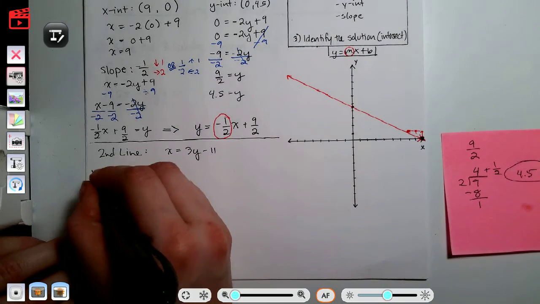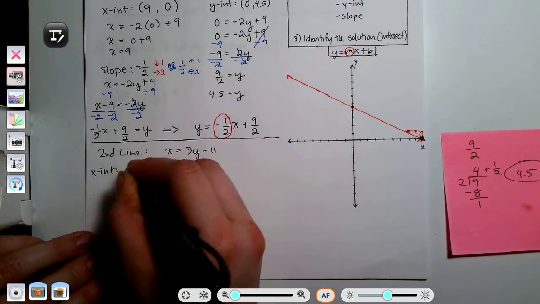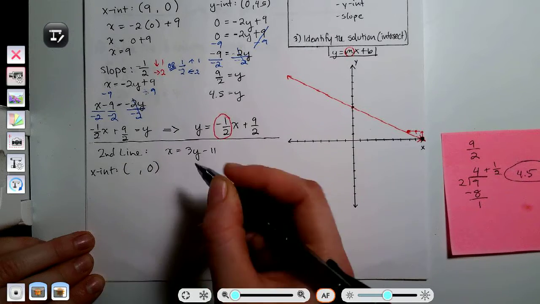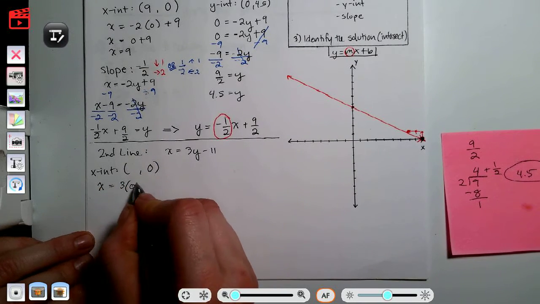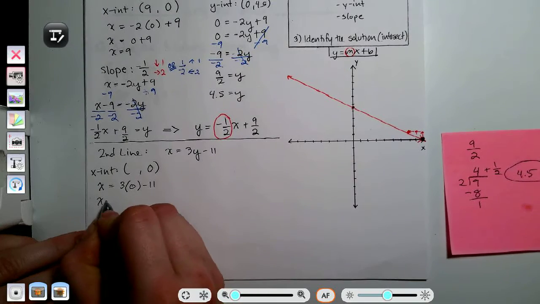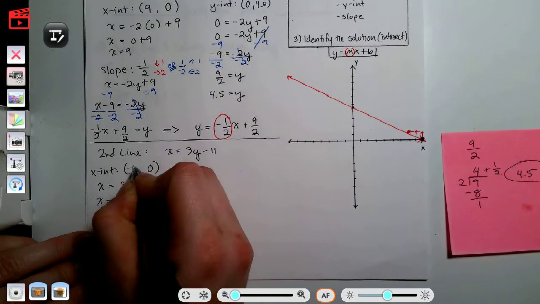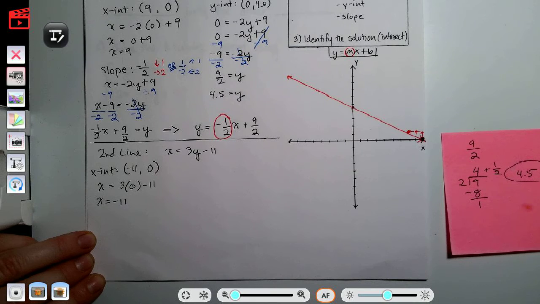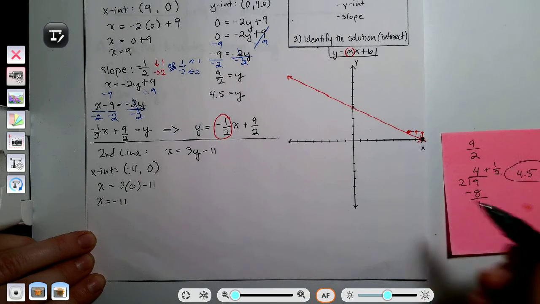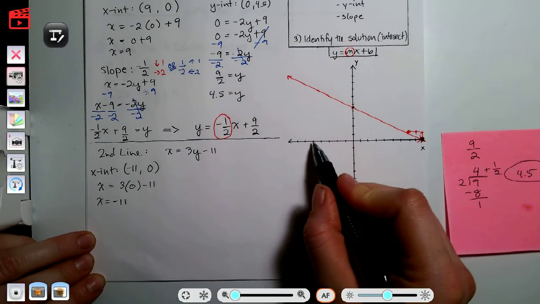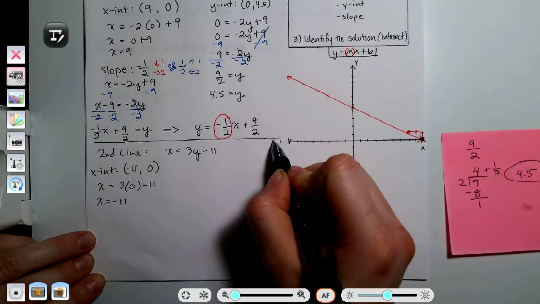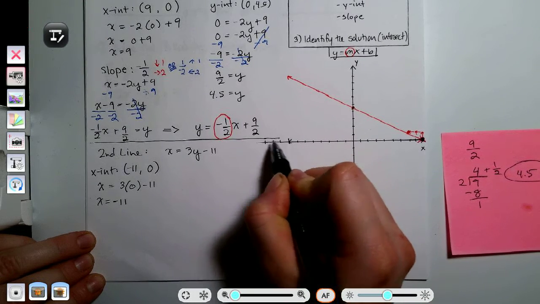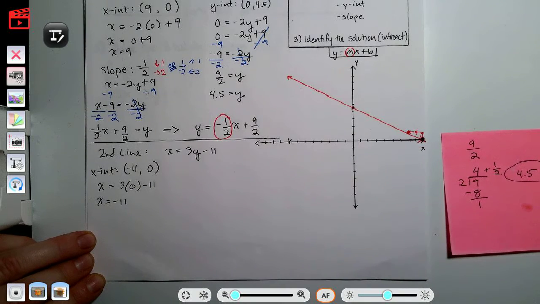Let's see. First thing, x-intercept. Okay, so we're going to set y to 0. So x equals 3 times 0 minus 11. So x equals negative 11. So I'll go ahead and plot that point. 1, 2, 3, 4, 5, 6, 7, 8. Got to do more spaces. 9, 10, 11. There we go. Hand drawn graph. I can get away with it.